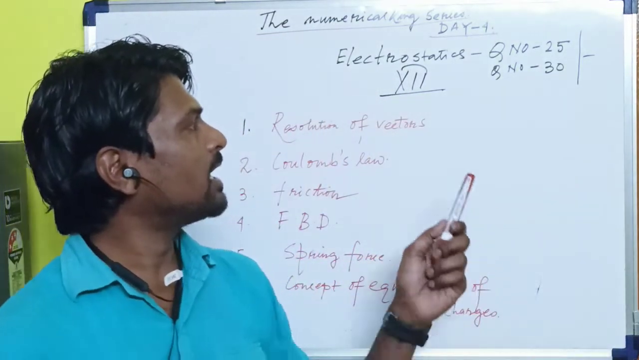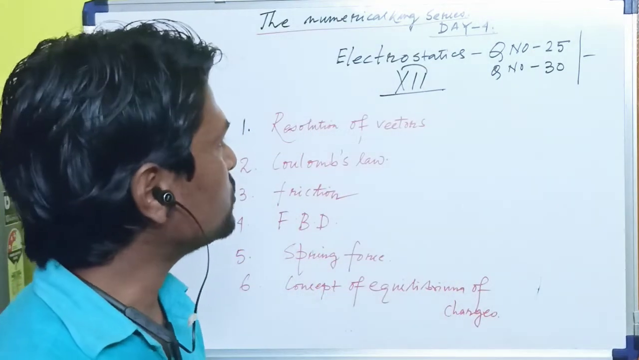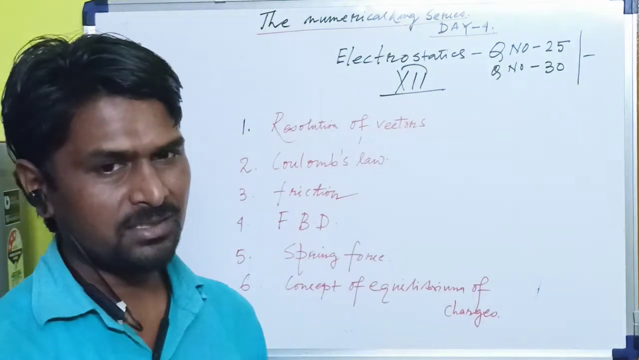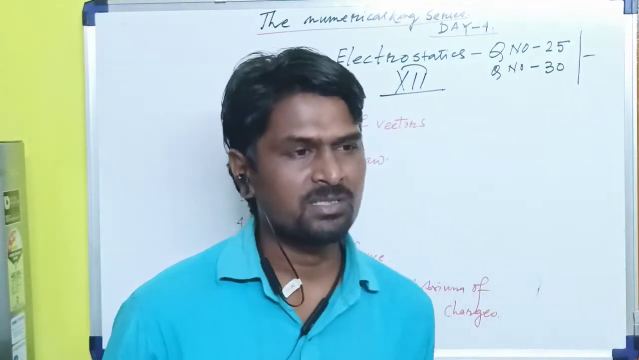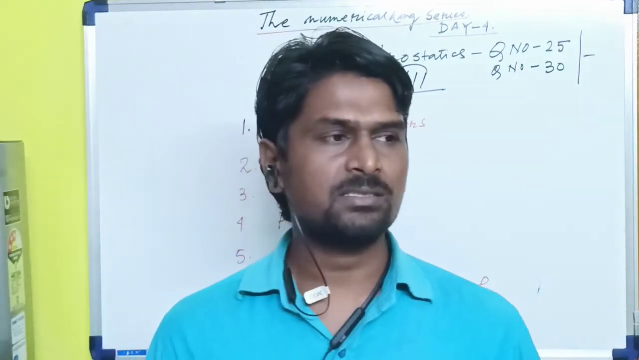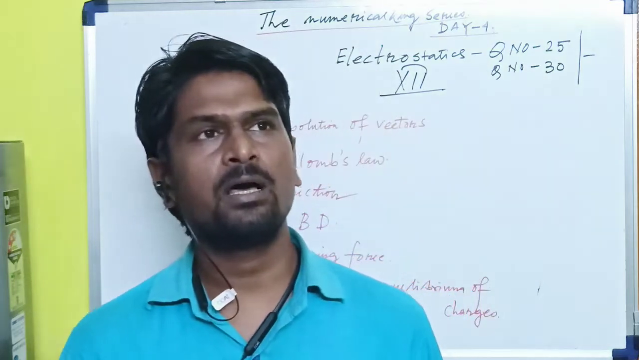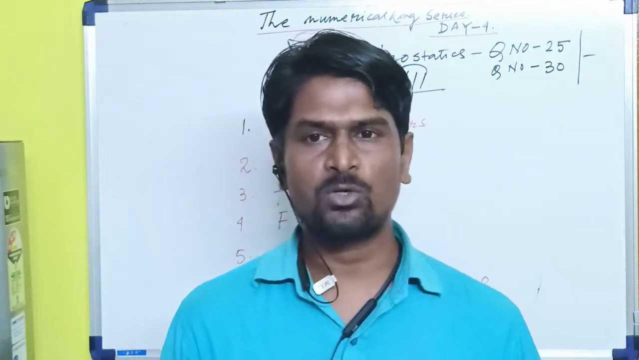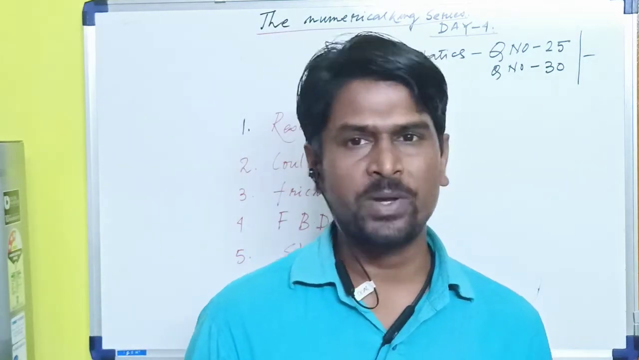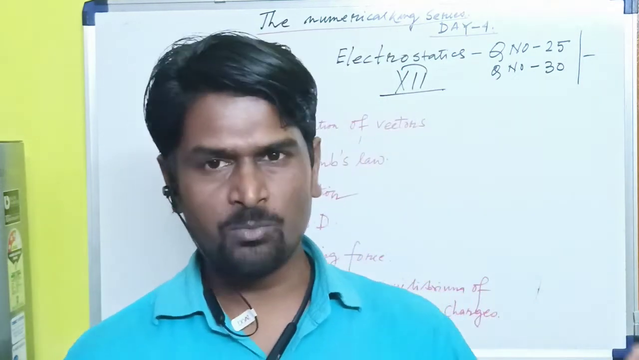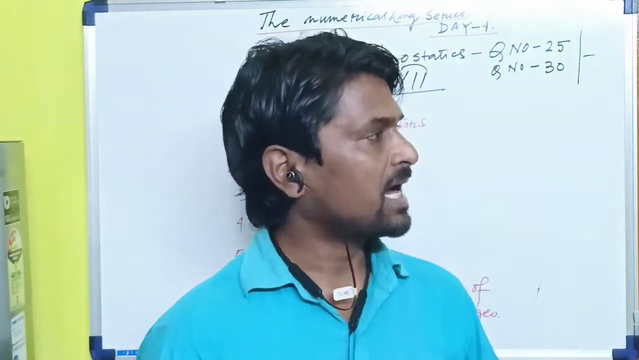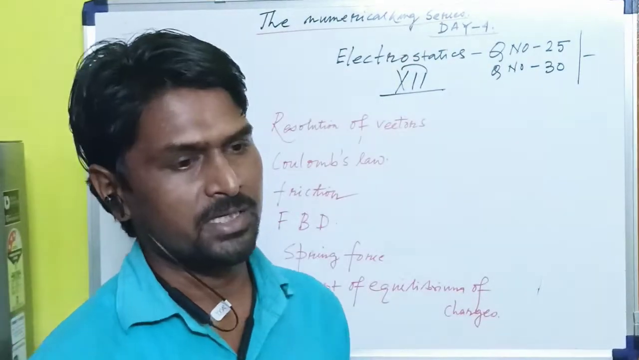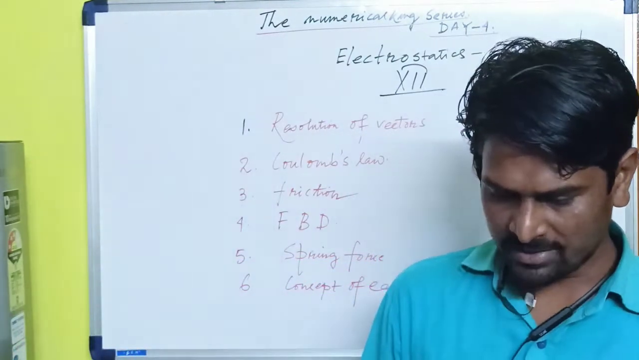This is day 4 of the Numerical King series. For this day we are starting electrostatics, that is question number 25 to question number 30. In the previous classes, I completed 1 to 50 numericals for the first day, and for the second day question numbers 1 to 20 are completed. For this day, I completed question number 25 to question number 30. So let's start.